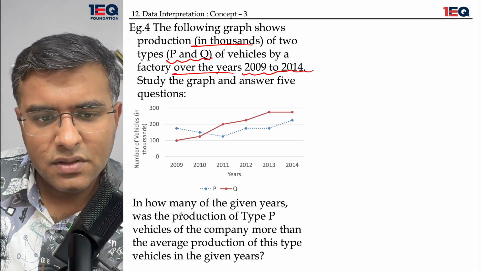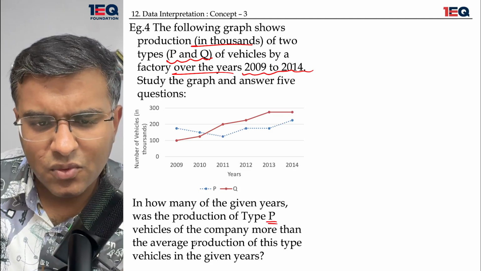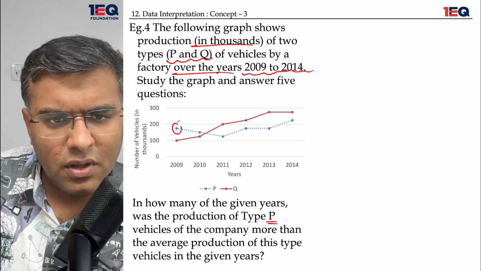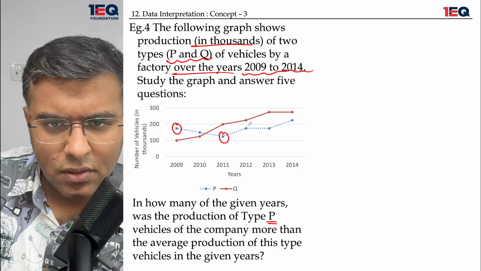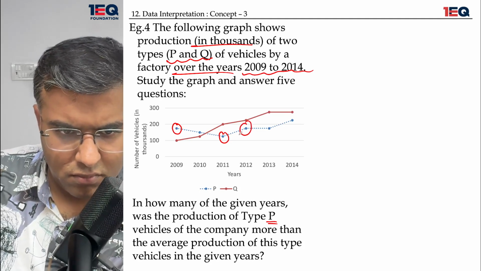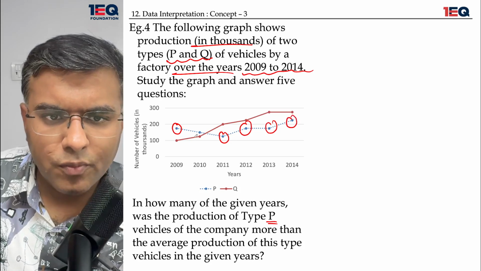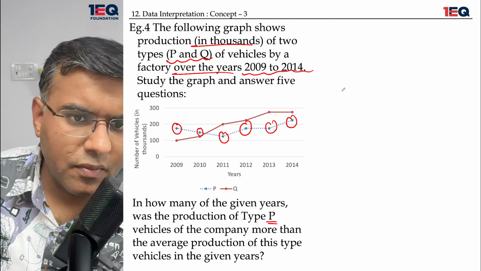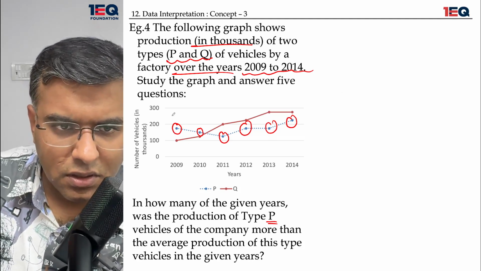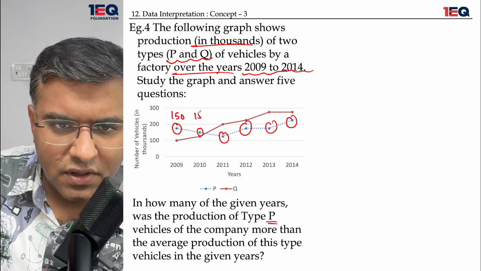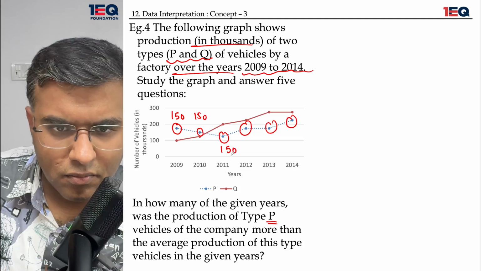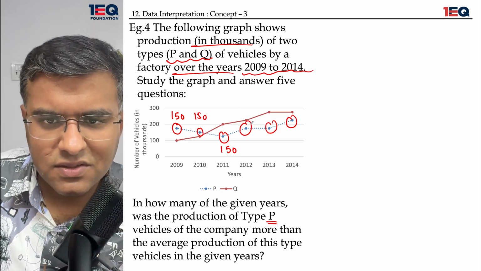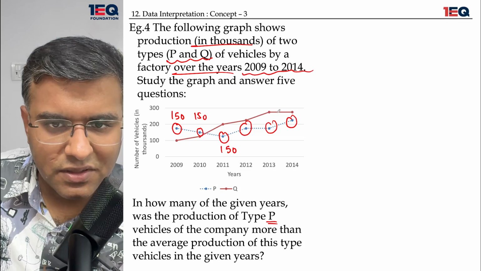Okay, in how many given years was the production of type P vehicles more than the average production of this type? I'll talk about type P. I'll quickly jot down the readings. For P, I'm assuming this to be 150, 150, and 150 again. We don't have numbers for them. This is also 150, 150, and 200.